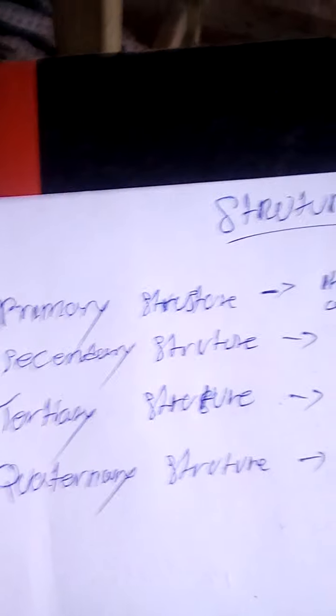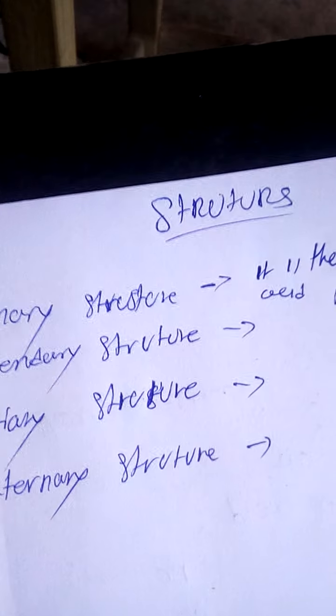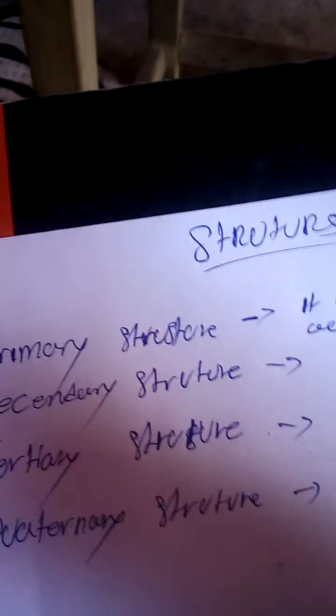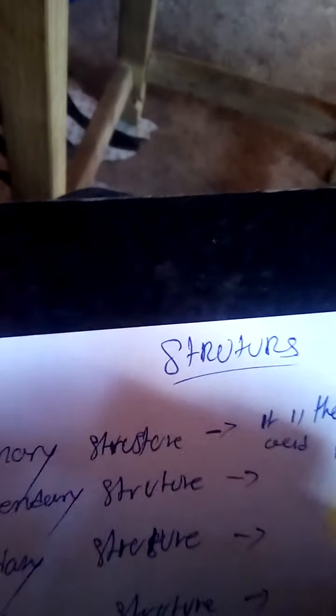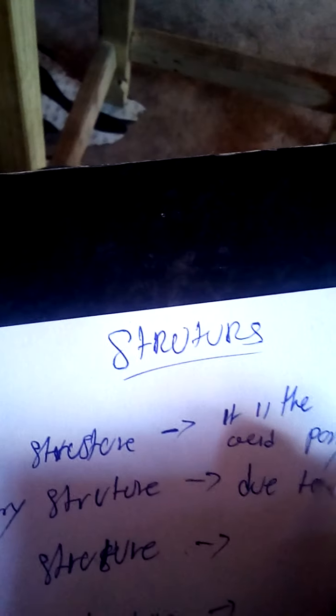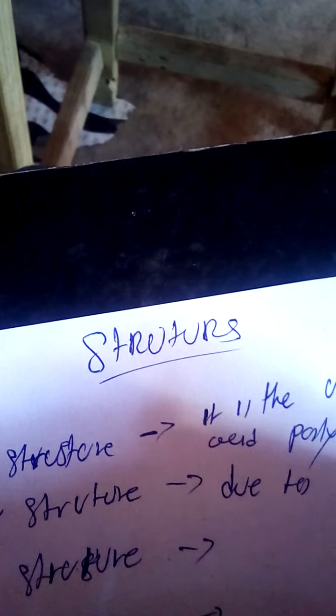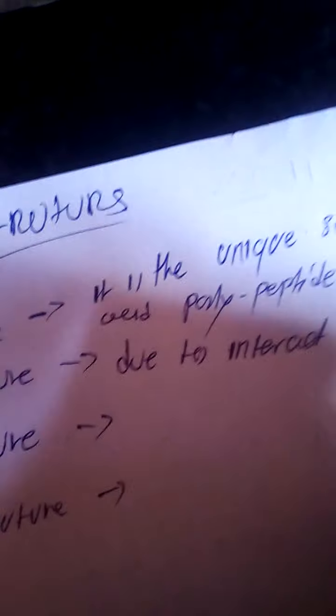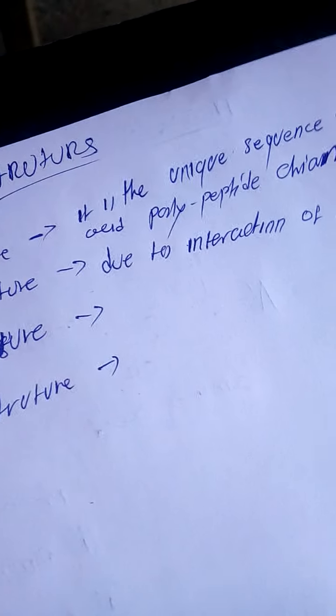And then there's the secondary structure. The secondary structure is just the structure due to the interaction of the backbones of amino acids in the polypeptide chain.